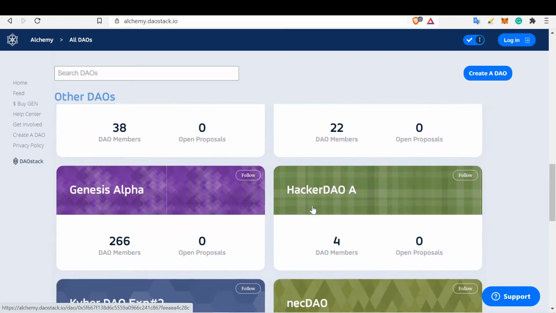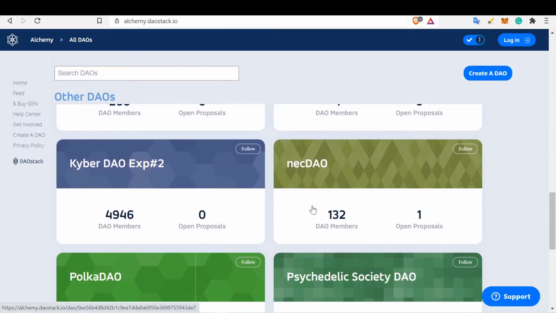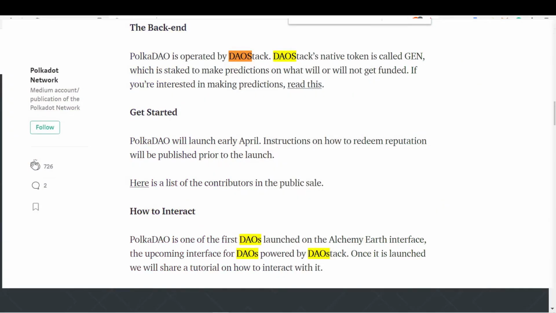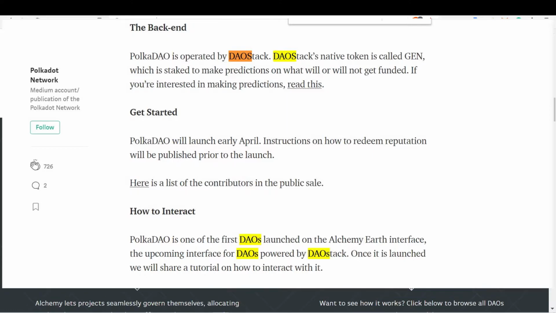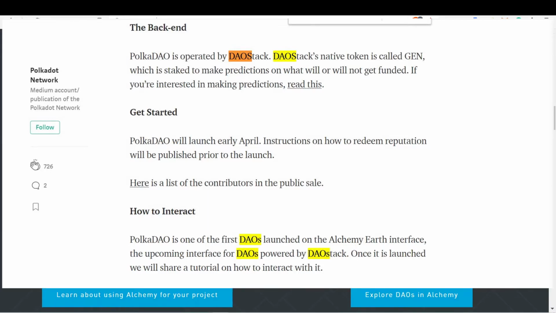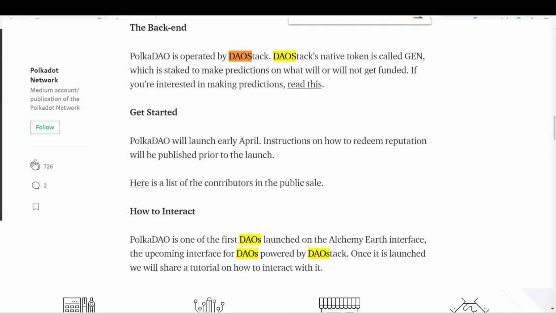And there are a lot of articles, and Polkadot itself has written an article about this, and DAOstack is mentioned. Also in that article, they went on to state that the DAOstack native token, which is called Gen, is going to be staked to make decisions on the back end. So Polkadot is operated by DAOstack. The DAOstack native token is called Gen, which is staked to make decisions on what will or will not get funded. So it's really a big deal, and we all know the hype around Polkadot right now. So I think it's really good that DAOstack is involved with Polkadot.